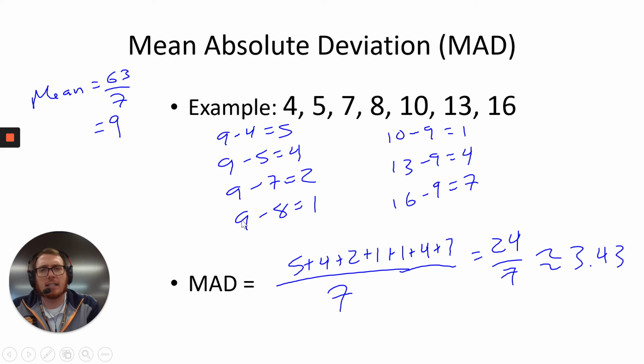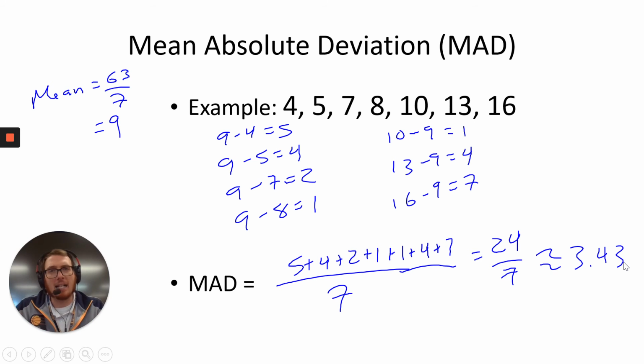But notice here, once I get to 9 minus 8, it was mean minus the number because these first 4 numbers are less than the average. When I become higher than the average, I just flip-flop that to make sure it's positive. So I do 10 minus 9, 13 minus 9, and 16 minus 9. I add up all of those numbers. So the 5, 4, 2, 1, 1, 4, 7. I add all those up and I divide by 7 because there's 7 numbers. I get 24 over 7, which is about 3.43.